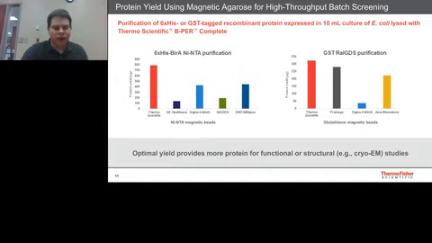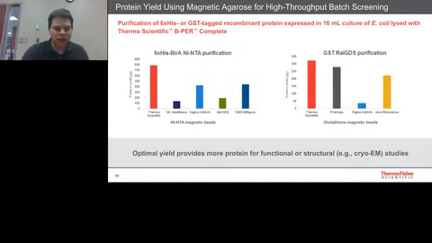Protein yield is an important aspect for all scales of protein purification, not just high throughput batch. So we looked at the capacities and yields of two different proteins, either His-tagged or GST fusion proteins expressed in E. coli cultures and lysed with B-PER Complete and then purified following recommended protocols for a variety of commercially available magnetic agarose beads.